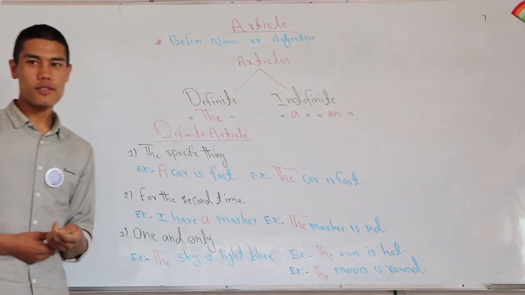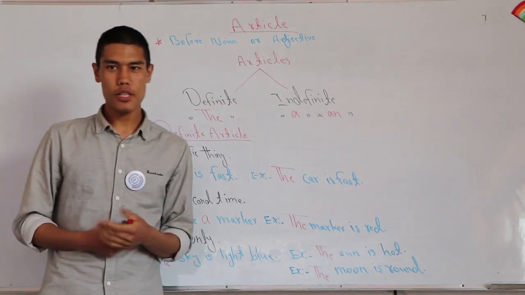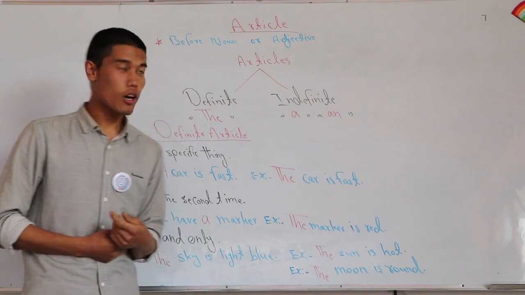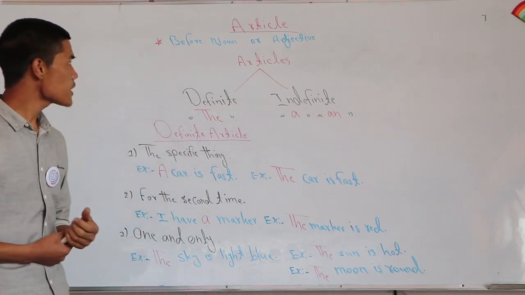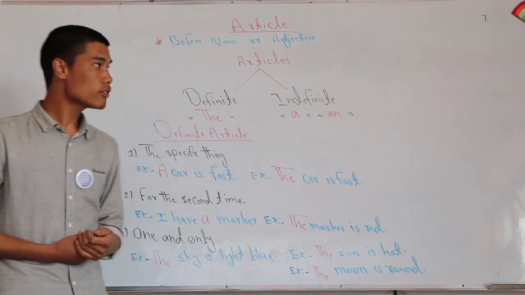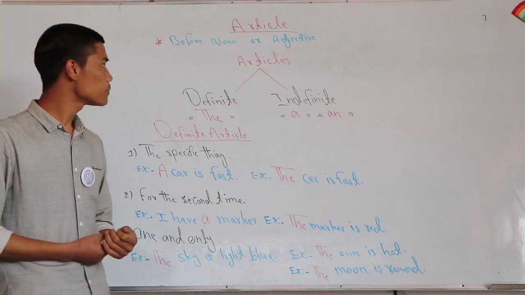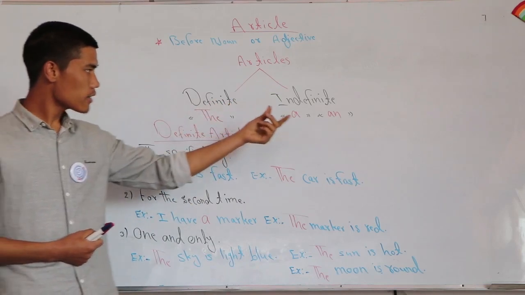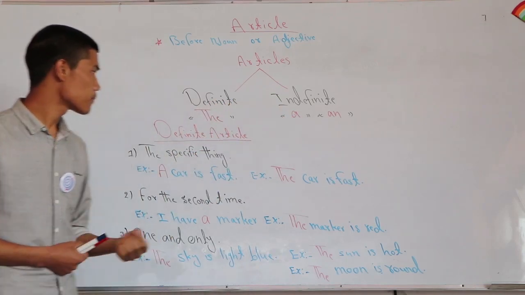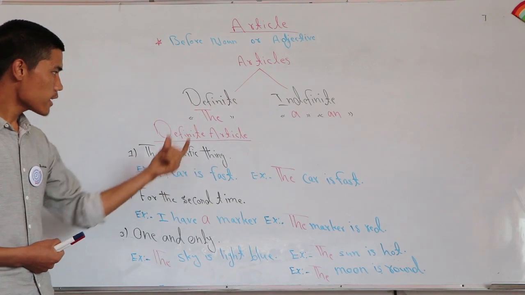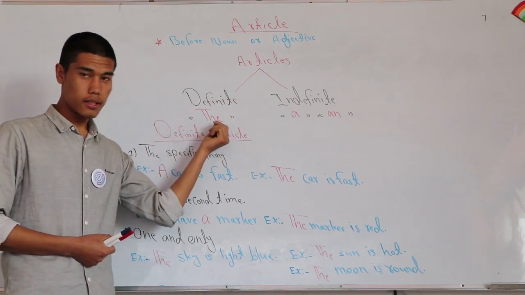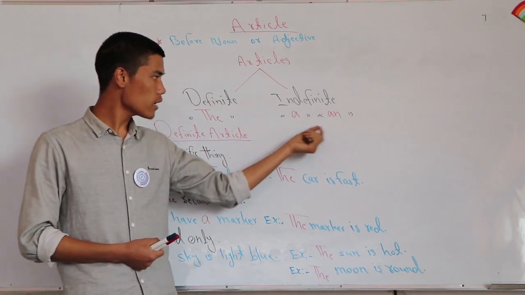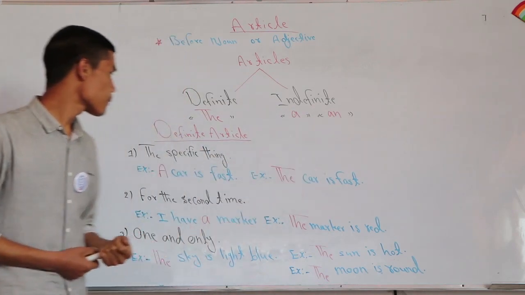Article itself is one of the parts of speech, and today we're going to learn about the article. So article is basically used before a noun or an adjective. And article consists of definite and indefinite article. Definite article is only one word, which is "the", and indefinite article consists of "a" and "an".